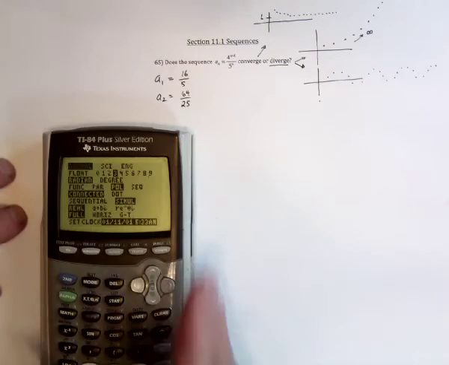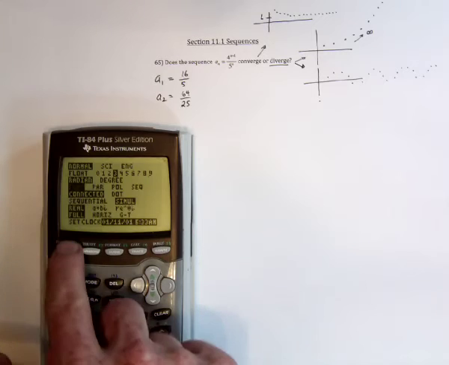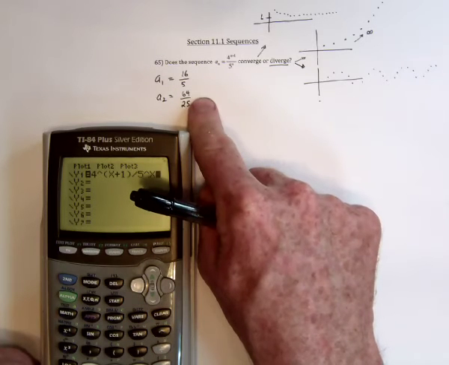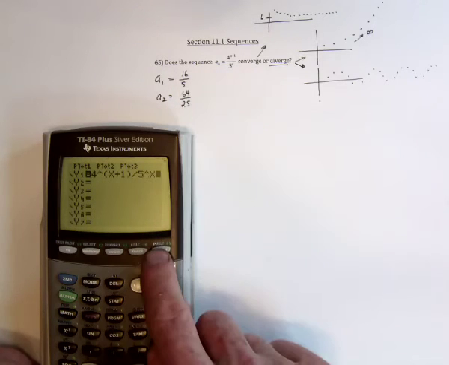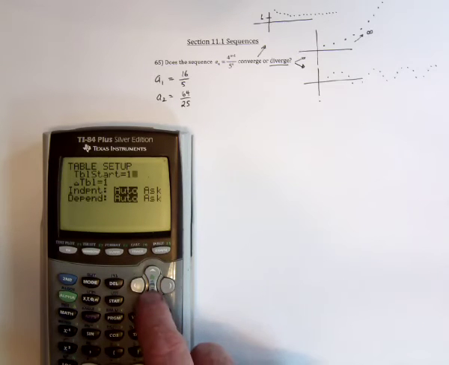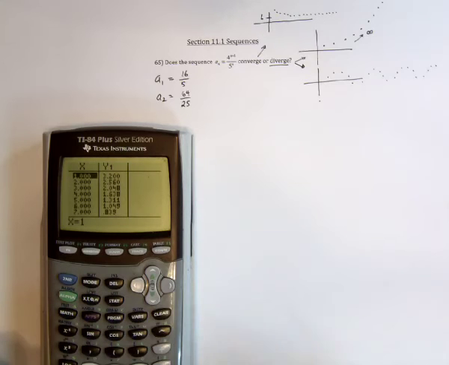You could also use a calculator. I would suggest putting it on regular function mode and going to y equals, where it's going to be a function of x. So it's going to be 4 raised to the x plus 1, divided by 5 raised to the x. Then you could make your own table of values, or have the calculator make it for you. First go to second, table setup. Start at 1, go in increments of 1, and then second, make the table.